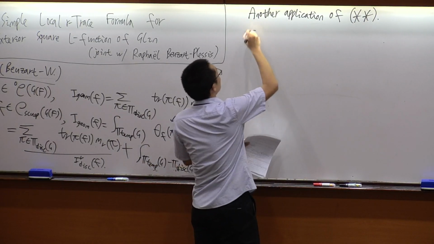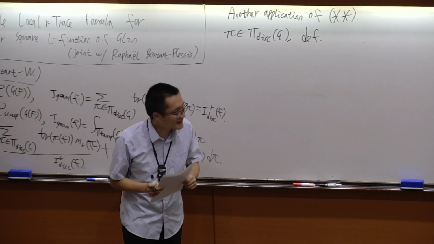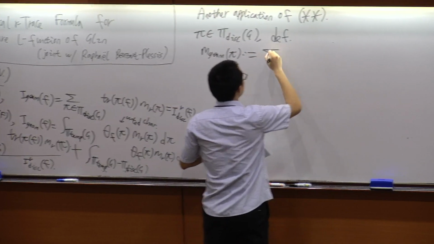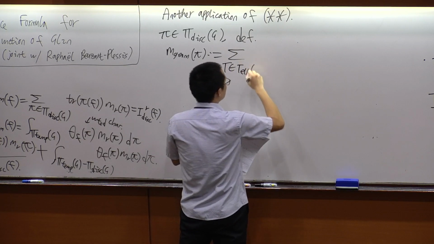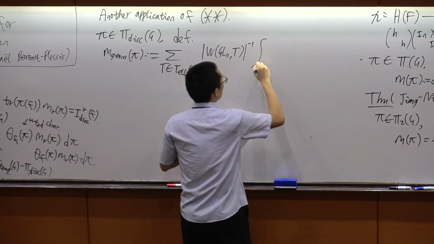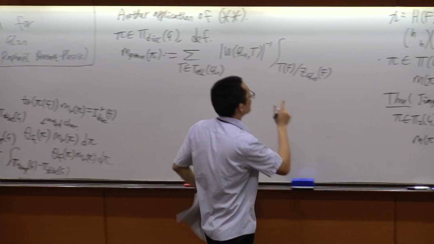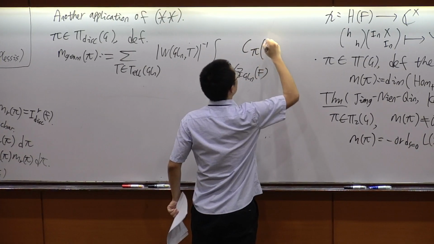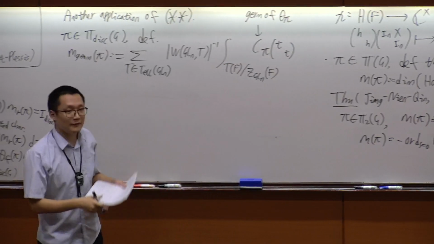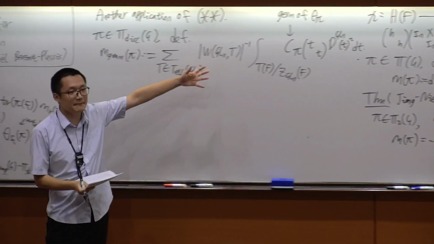Okay, so I need one preparation. So for pi inside this discrete series, let me define a similar expression as I_geometric(F). I'll call it M_geometric(pi), which is basically the exact same formula. So T inside all the elliptic tori of GL_n, and you have this Weyl group, T inverse, the integral over T_F modulo the center. But in I_geometric(F), we put C_F(t), the germ of theta_F. Now we put C_pi(t), so this will be the germ of theta_pi, in other words, the distribution character of pi, and then the same normalizing factor, the determinant squared dt. So this will be something that depends on theta_pi.